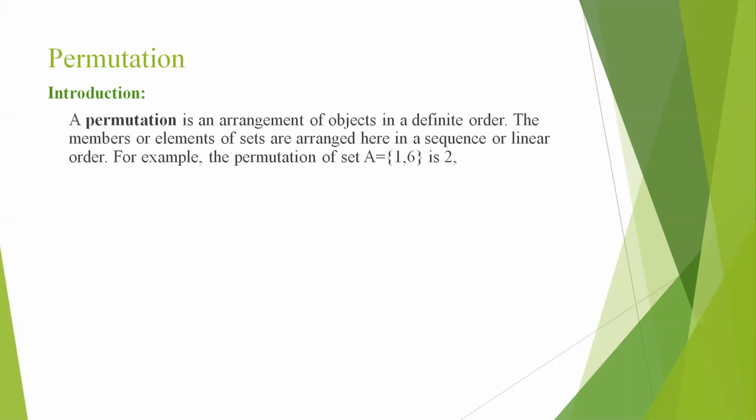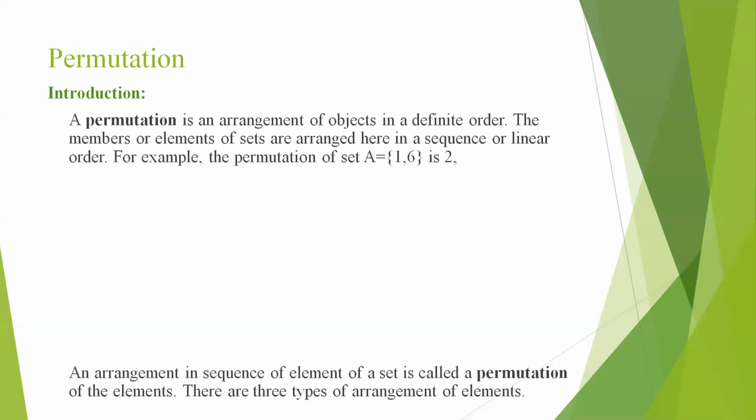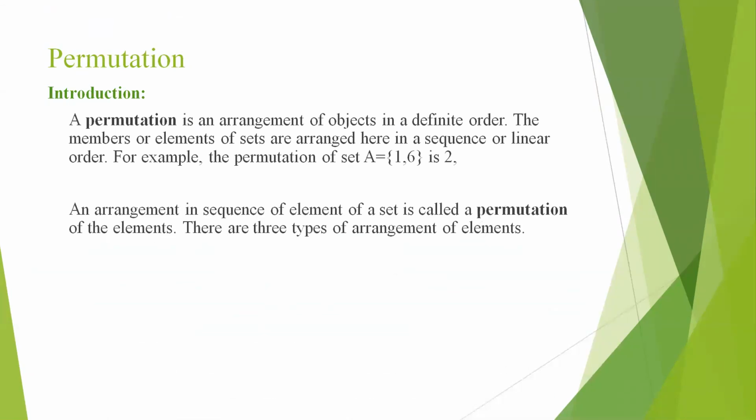For example, the permutation of set A equal to {1, 6} is 2. Such as set A, we can write down 1, 6 or 6, 1. As you can see, there is no other way to arrange the elements of set A. An arrangement in a sequence of elements of a set is called a permutation of the elements.